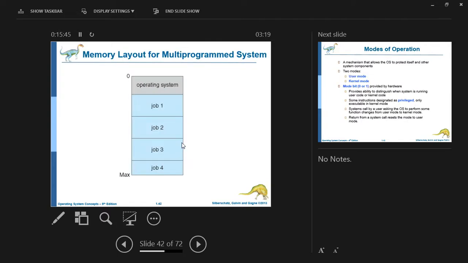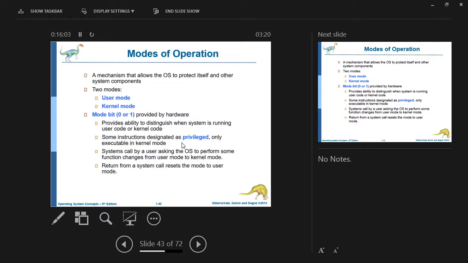Memory layout for a multi-program system: you have multiple jobs entered into the ready queue, and once they are entered into the pool, they will be scheduled based on certain algorithms to access the respective resources. Basically, here the major resource is the CPU, of course.